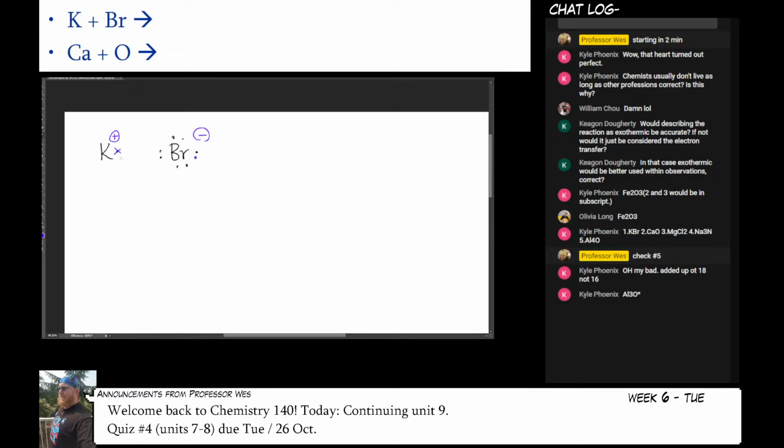All right, so I have K plus and Br minus. How many of each do I need? Well, if I have a 1 plus and a 1 minus, those balance out pretty quickly. So the formula that we get is KBr.